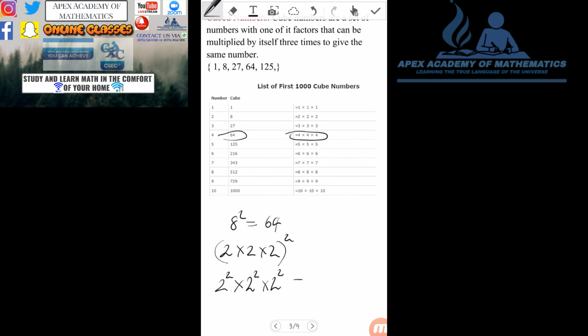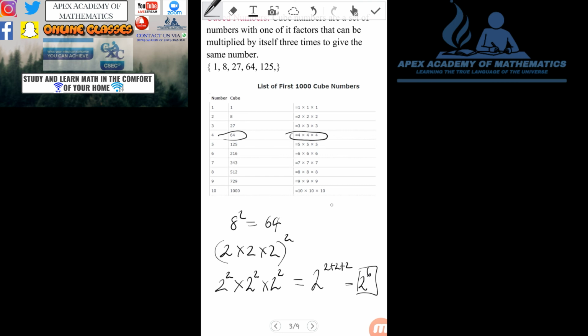All right, so now we can see that we can use the multiplication property of indices, and that states that we're going to add the powers here. So 2 to the 2 times 2 to the 2 times 2 to the 2 is really 2 to the 2 plus 2 plus 2, which is equal to 2 to the 6. So this is another way of expressing the number 64, as an exponential quantity.